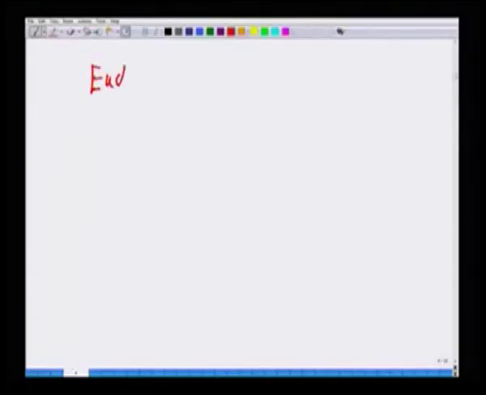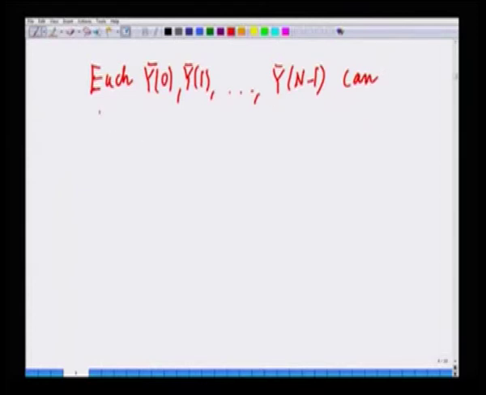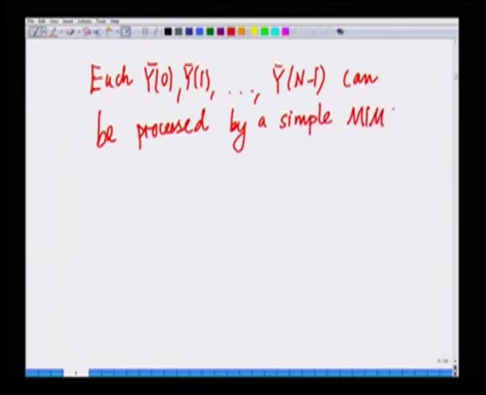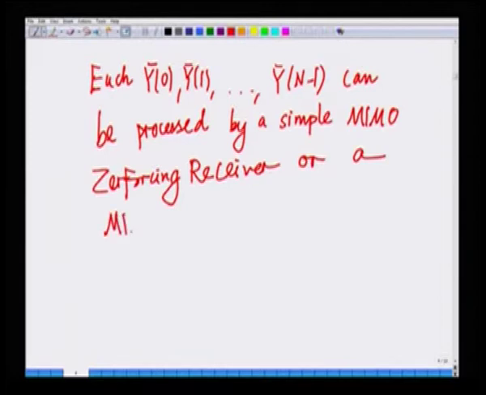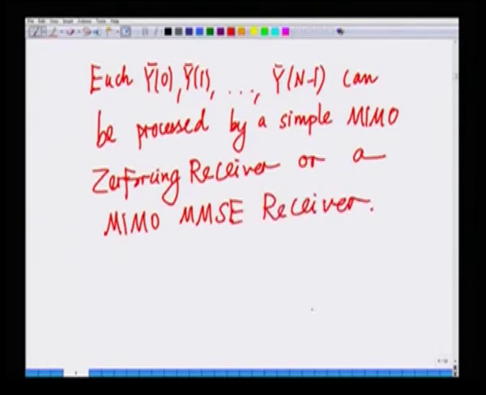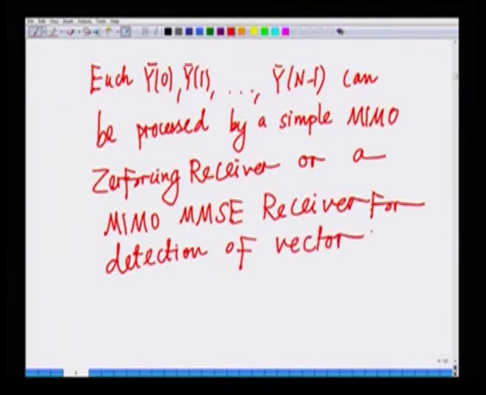What we are saying is each of y 0 bar, y 1 bar, so on up till y bar n minus 1 can be processed by a simple MIMO zero forcing receiver or a MIMO MMSE receiver for detection of the symbol vectors.